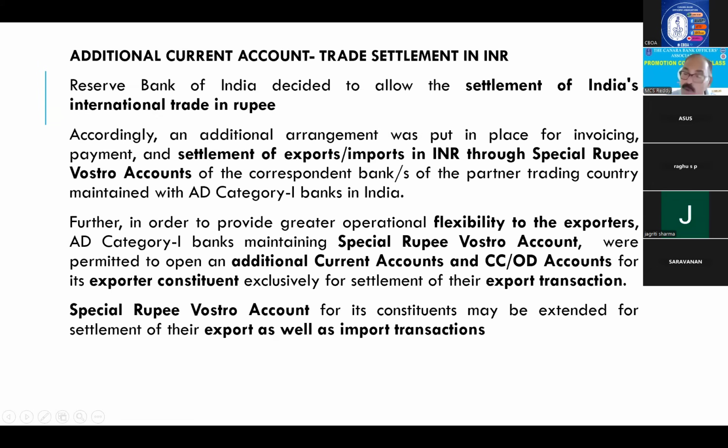Now Reserve Bank is telling for exporters also: exporters, you open a separate account for settlement of exports. Already the party may be having a current account or OD. Apart from the regular current account or OD, exclusively for settlement of exports, you open a separate current account. Just like the separate Vostro account opened for foreign banks, similarly you open a separate current account or OD account for our exporters also, exclusively for settlement of exports. This is an additional current account. Okay.